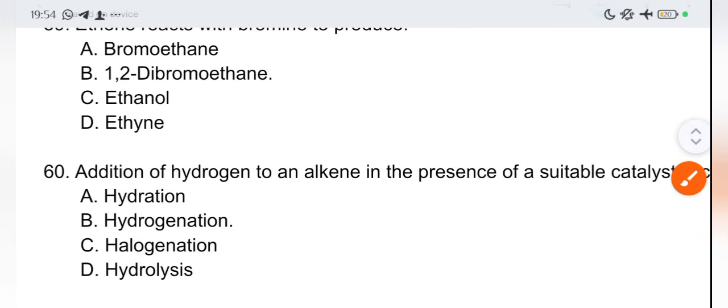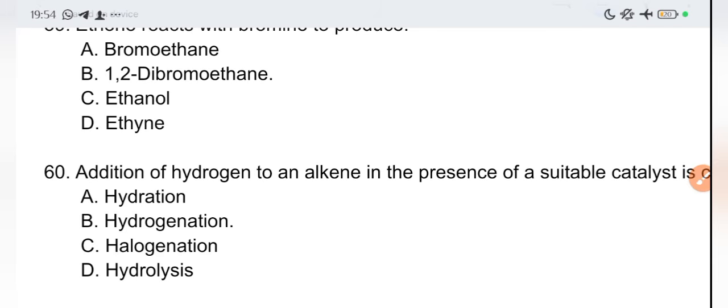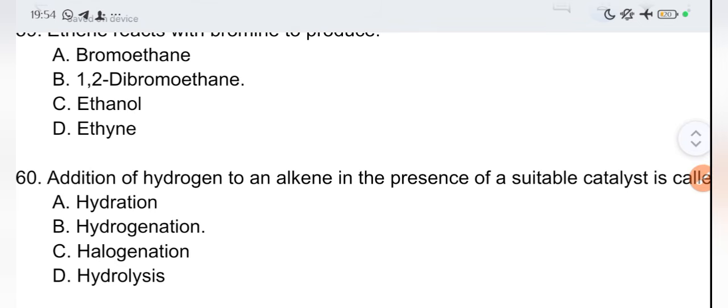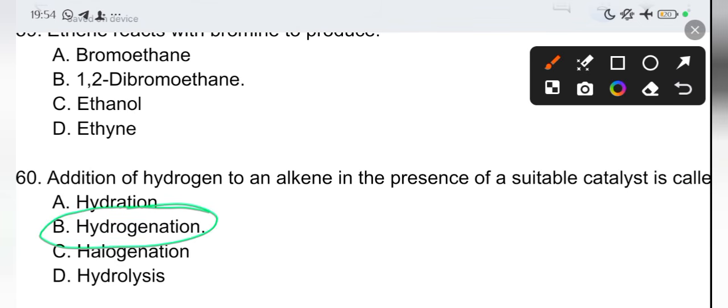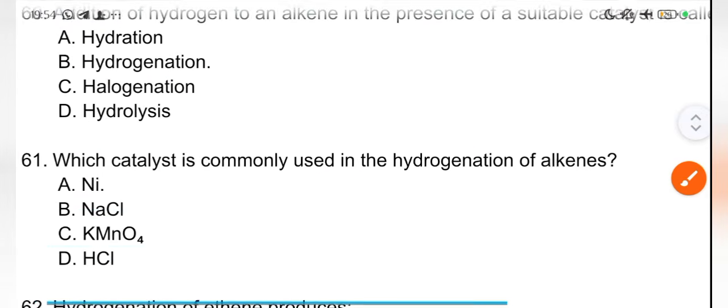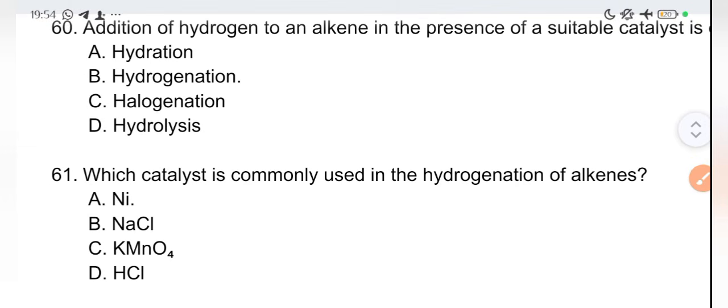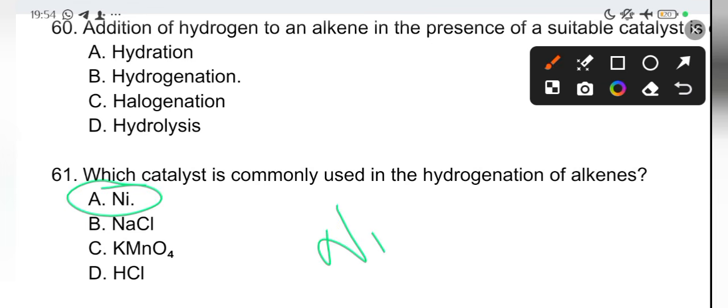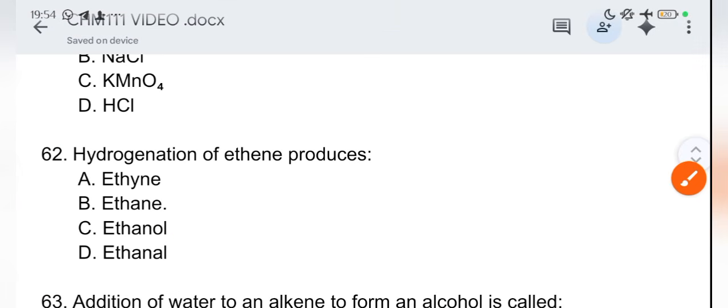60. Addition of hydrogen to an alkene in the presence of a suitable catalyst is called hydrogenation. When you add hydrogen, it is hydrogenation. If you add halogen, it is halogenation. Which catalyst is commonly used in the hydrogenation of alkenes? Nickel is commonly used. Hydrogenation of ethene produces ethane.